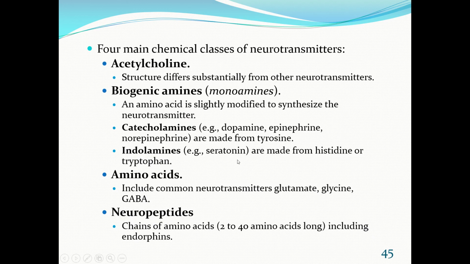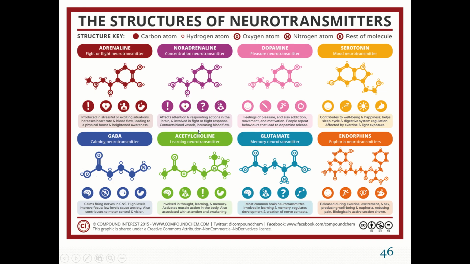So then let's look at the amino acids. We've got glutamate, glycine, and GABA. And I believe that glutamate and GABA are the ones here on this illustration. So we'll look at GABA first. That's a calming neurotransmitter. It calms the firing nerves in the central nervous system. So high levels will improve focus, and low levels will cause anxiety. It also contributes to motor control and vision.